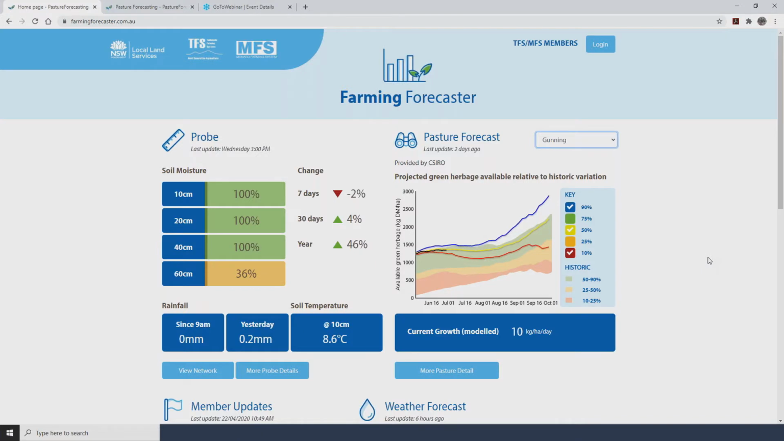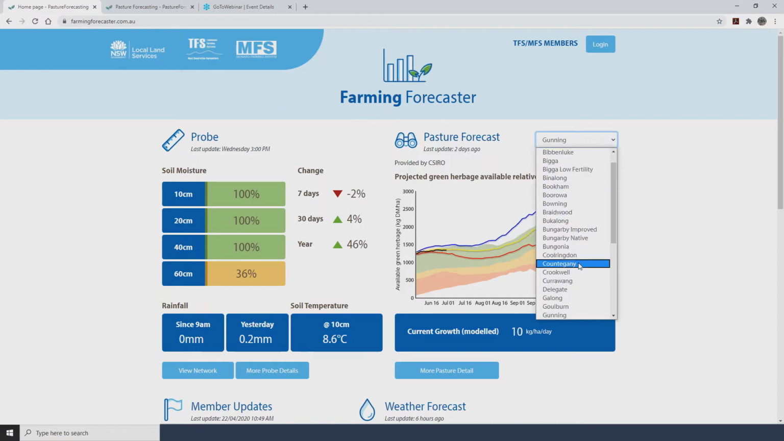So we're now on the homepage of Farming Forecaster, and the pasture forecast for each location is displayed in the top right-hand corner of the homepage. This pasture forecast is produced by GrassGro, which is a decision support tool that was developed by CSIRO in the 1990s. So we can use this drop-down menu to select whatever site we are interested in.